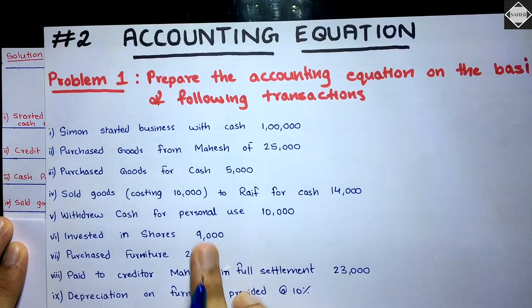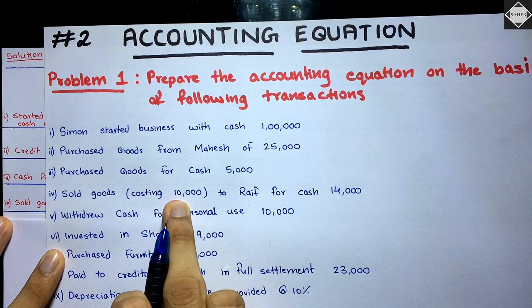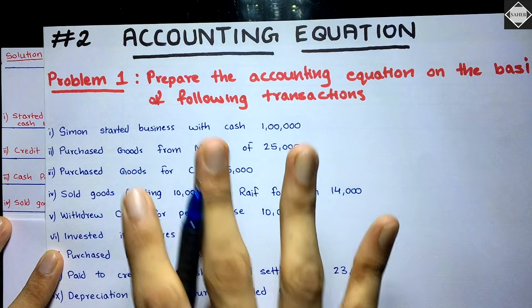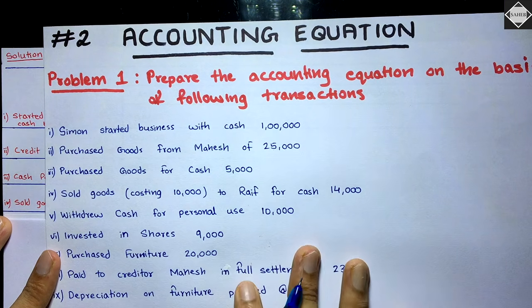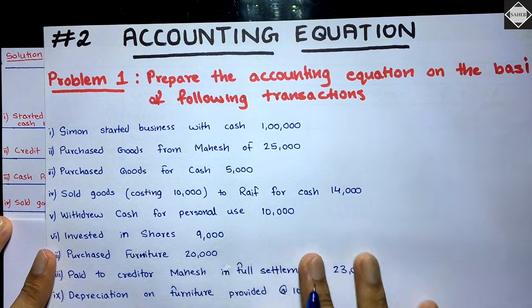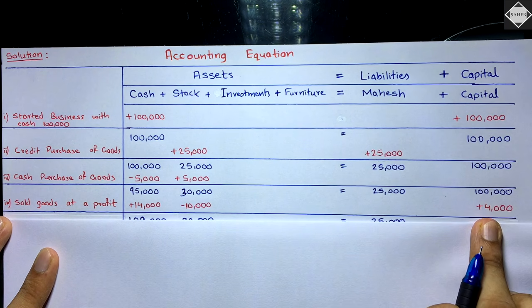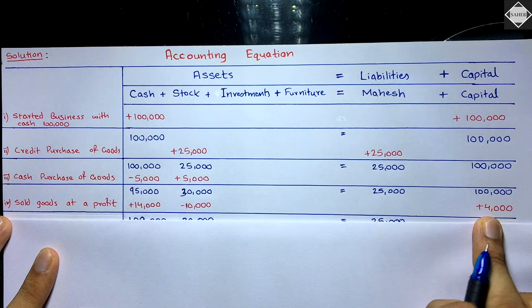Then you came to know, see here, there is a difference. Cost was 10. You have sold for 14. So 4,000 profit is there. Isn't it simple now? Who has the claim on profit? It is the owner who has the claim. What is the owner's claim? Capital. So you will increase the capital by 4,000. Is that clear? Then only it will be equal.